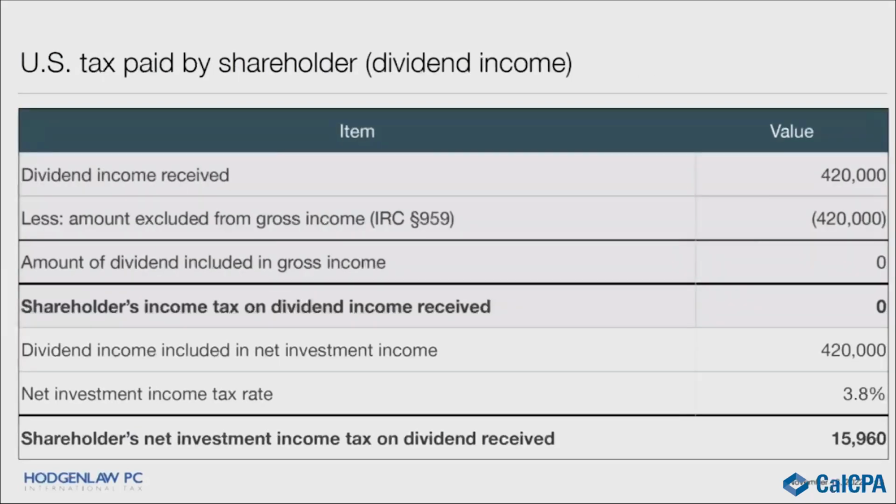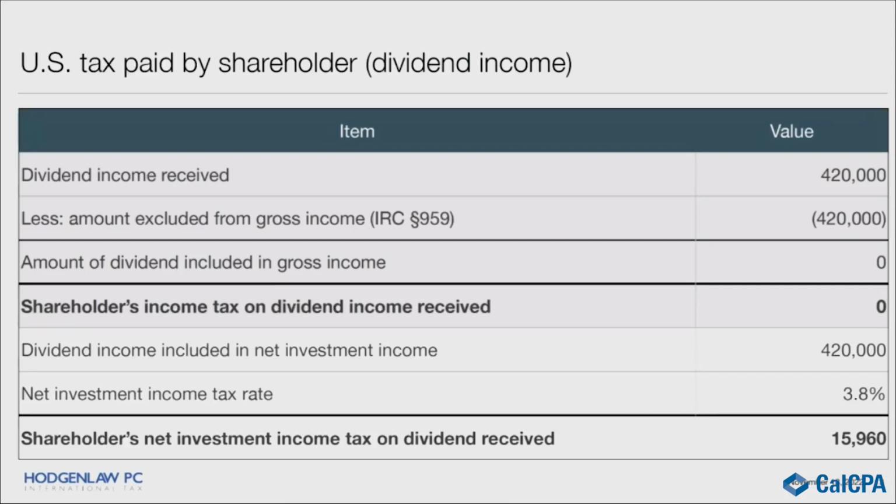Now let's turn to the U.S. side. The U.S. tax paid by the shareholder. The only income that the shareholder is going to have here is going to be dividend income because cash came in, and then this make-pretend Section 951A, global intangible low-taxed income, which we'll address next. So let's look at this, and you'll see the impact of Section 959.